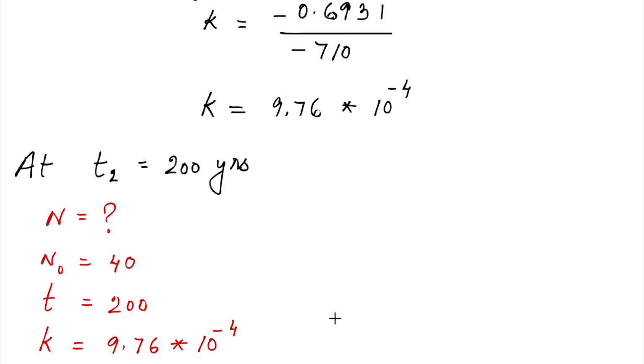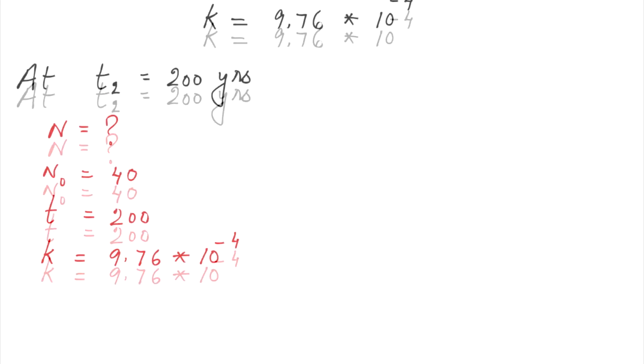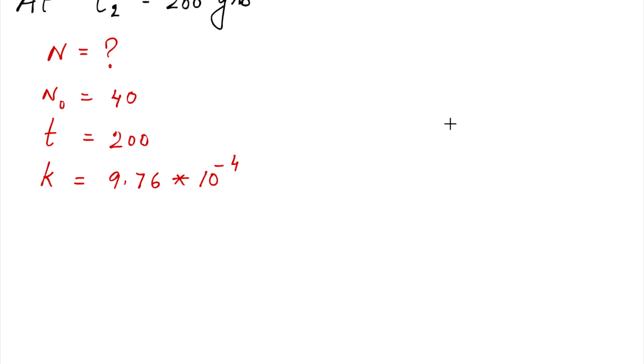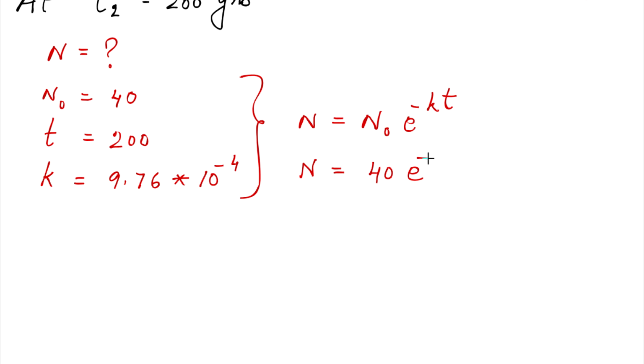Now the formula we wrote earlier is very, very useful. So in this case, we are going to plug in all these values into the same formula that we wrote earlier. And in order to find out the final value of silicon-32, let's plug all these into the formula N equals N naught e to the power minus kt. Okay, so we have N equals 40 times e power negative 200 times 9.76 into 10 to the power minus 4. I hope this is visible to you all.